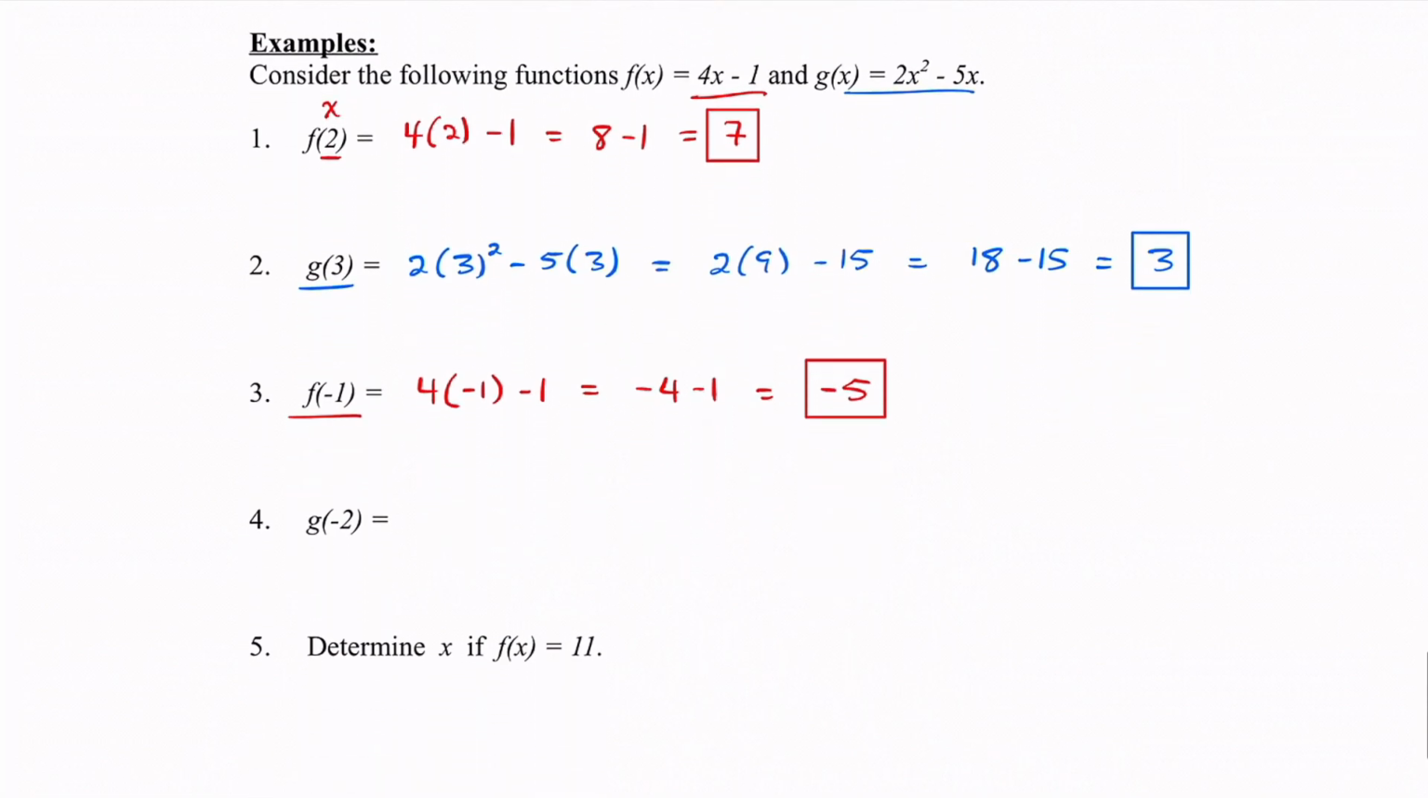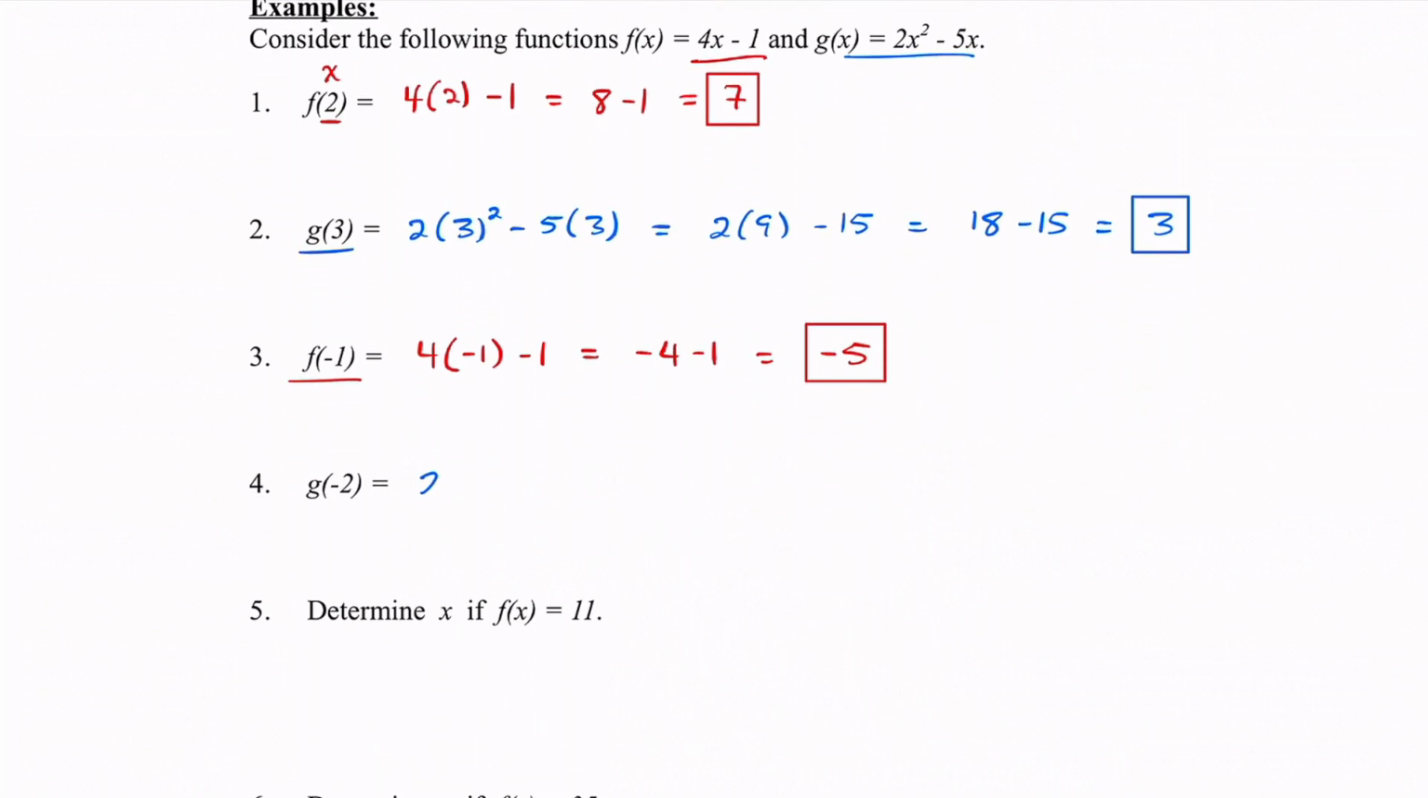Number 4 there now, we're back to g. So that is going to be 2 times the x squared, and then minus 5 times the x. Again, I'm using this one right up here, and then I just put in the number they gave me. So I put in that negative 2, and then simplify this. Negative 2 squared is going to give me 4, and then when I times that by 2, that's going to give me 8. And then negative 5 times negative 2, that is going to equal positive 10. So I got 8 plus 10, and that's going to give me 18.